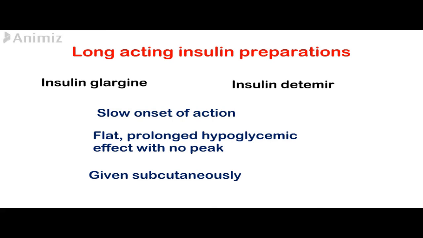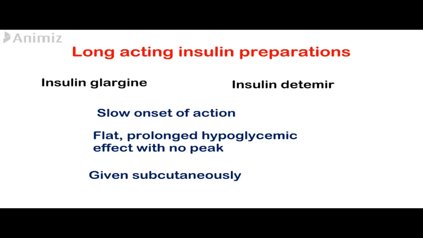Sometimes there are insulin combinations, like there is 70% NPH, which you remember is the intermediate one, plus 30% of regular insulin, which was short-acting. Also, there is 50% of NPH and 50% of regular insulin, like that.